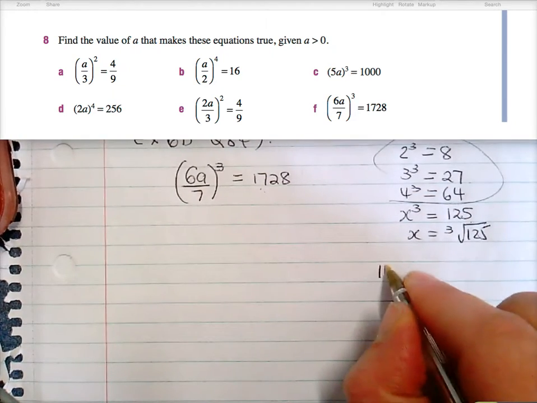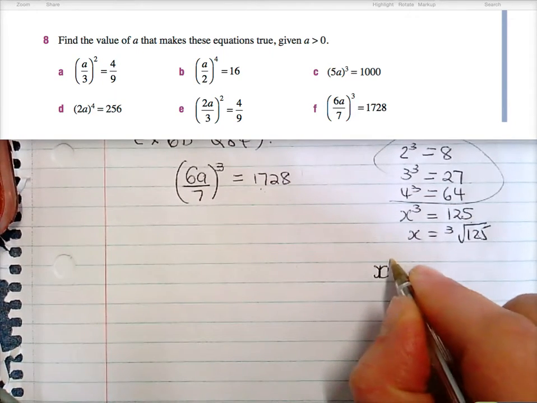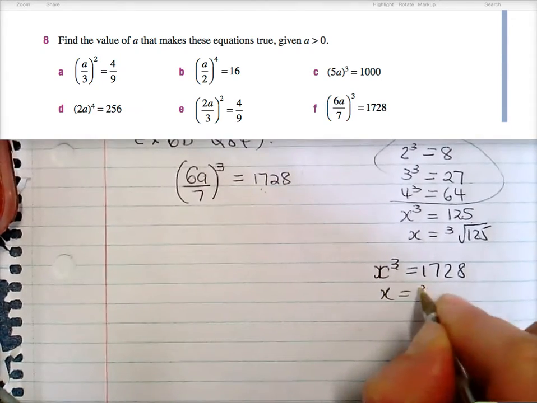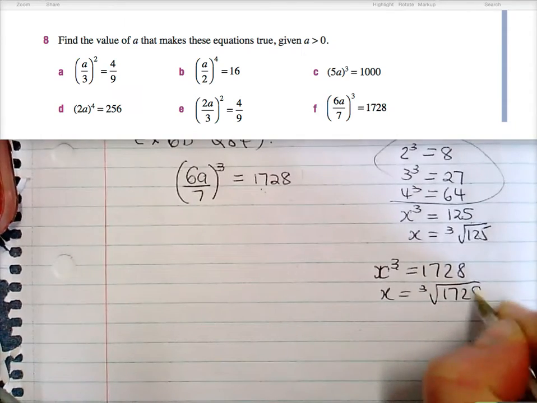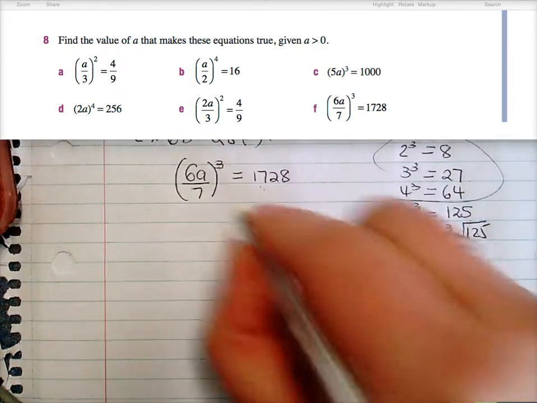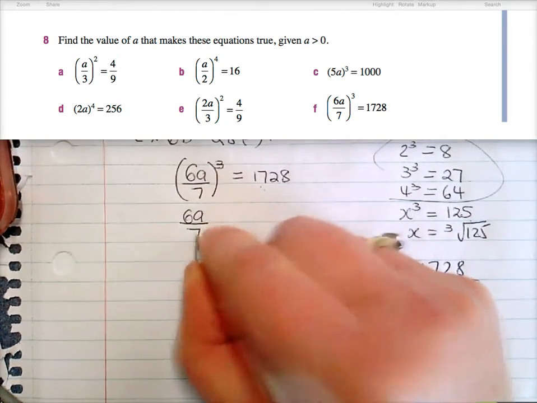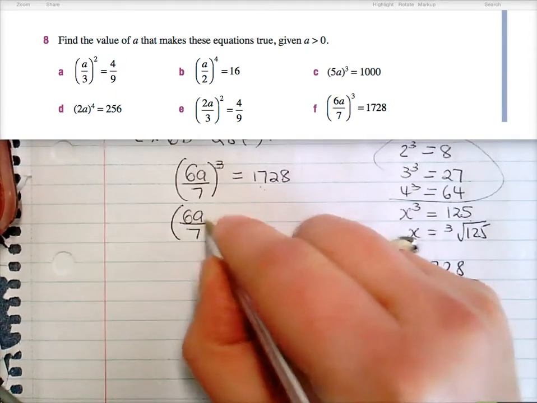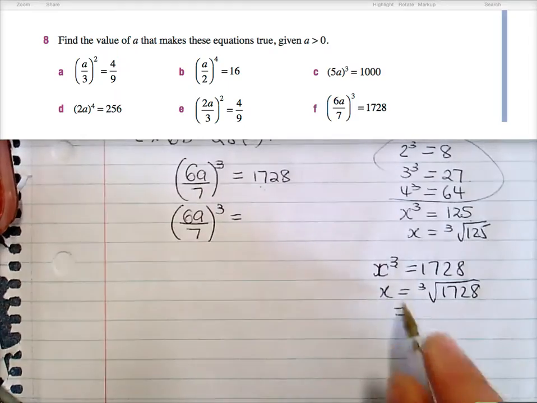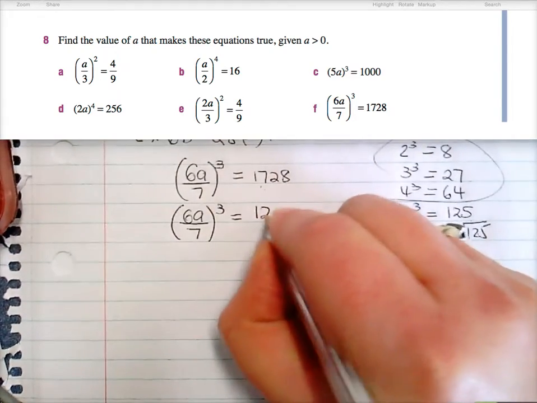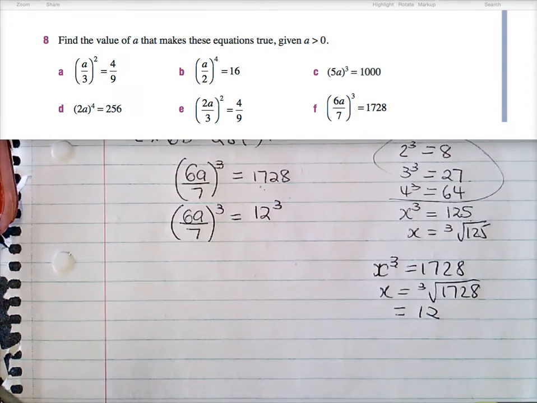So what I would do is go x cubed is 1728. So x will be the cube root of 1728. I'll show you why we're doing this in a minute. So someone do the cube root of 1728. 12. So why don't I write this question like this? I can do it another way too; I'm going to do this a couple of ways for you. 6a over 7 cubed equals, you're telling me the cube root of 1728 is 12, so that equals 12 cubed.